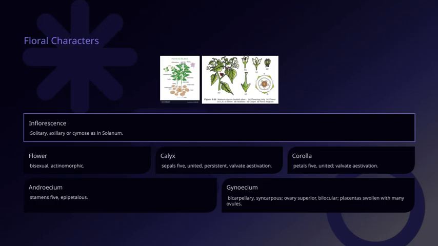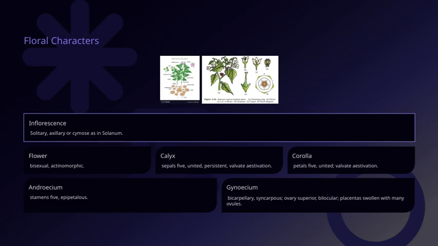Let's take a closer look at some key floral features. First, the petals are typically 5 in number and are united, which means they form a tube or a bell shape. They also exhibit valvate aestivation, where the petals meet at the edges without overlapping. Moving on to the corolla, it's bicarpellary and syncarpous, indicating the carpels are fused into a single unit, with the ovary located above the other floral parts. This is what we call a superior ovary.